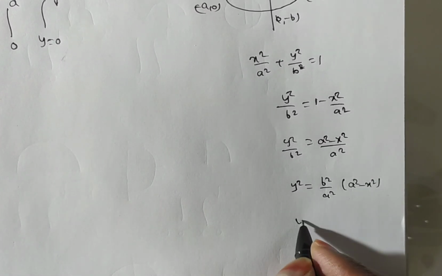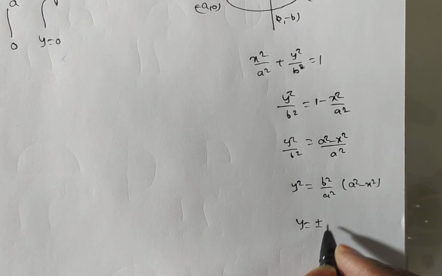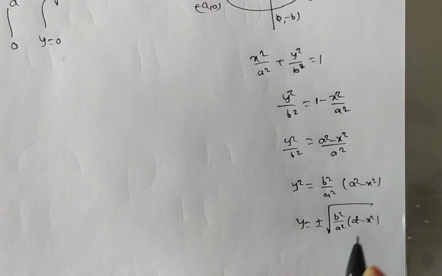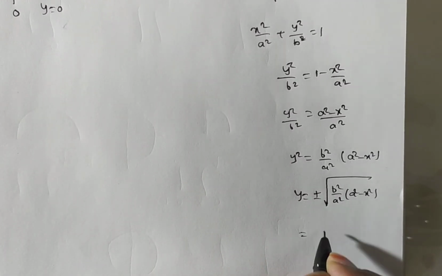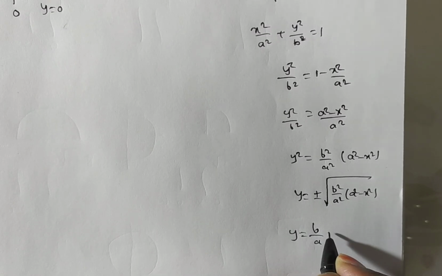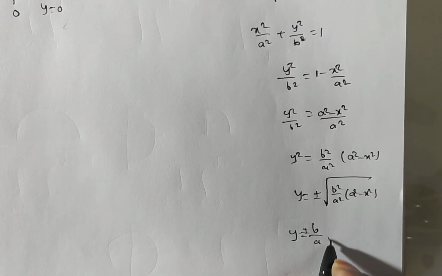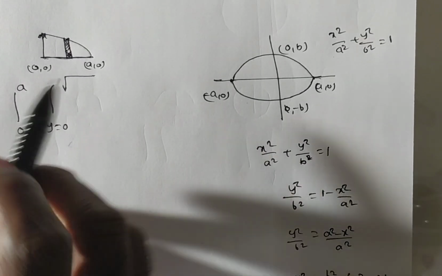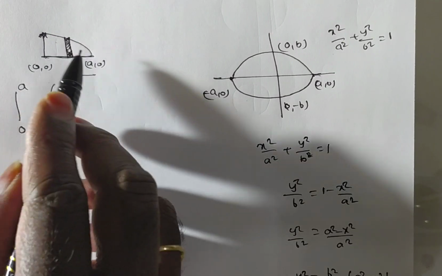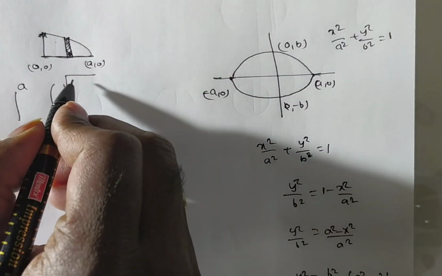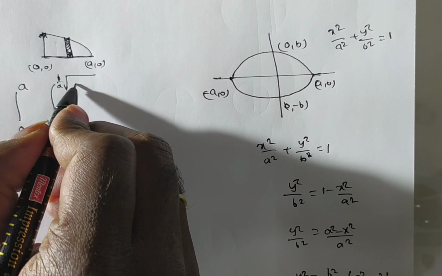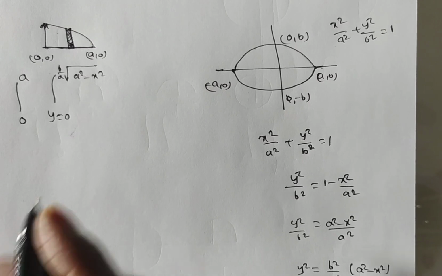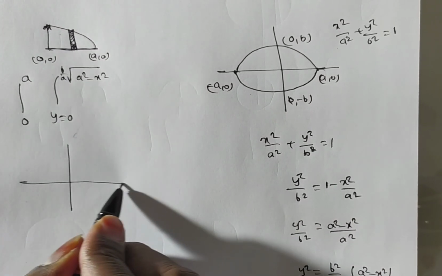Then y is equal to plus or minus b by a times square root of a square minus x square. But for this strip, it touches the positive quadrant of the ellipse, so in the positive quadrant you have y equal to b by a square root of a square minus x square. That's it. And now we will solve for the upper half of the ellipse.